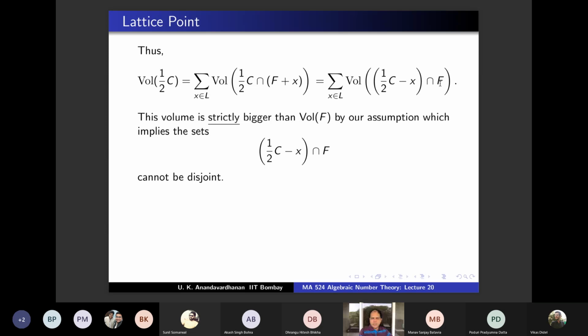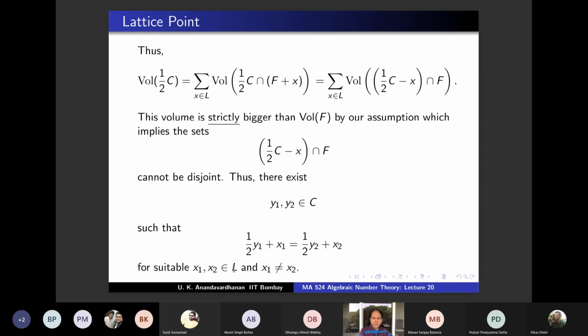These sets, as X varies in L, cannot be disjoint. There have to be intersections, which means there exist Y1 and Y2 in C such that half Y1 minus X and half Y2 minus some other X are equal. There exist X1 and X2, not equal, and Y1 and Y2 such that half Y1 plus X1 is half Y2 plus X2, for suitable X1 and X2 in L, with X1 not equal to X2. There exist two such things which meet, and therefore you get a common point like this.